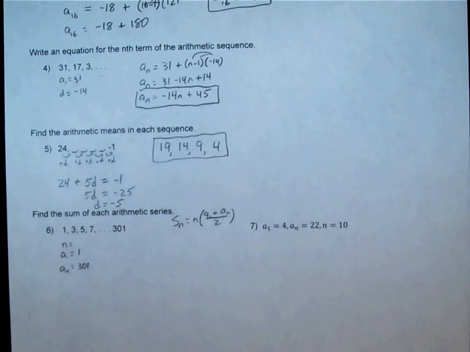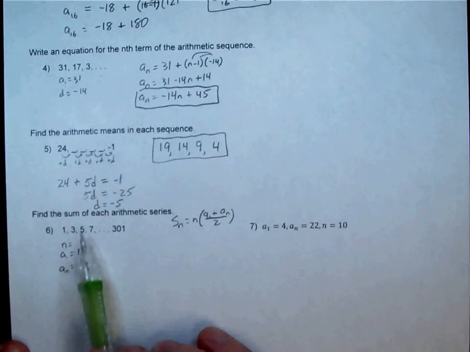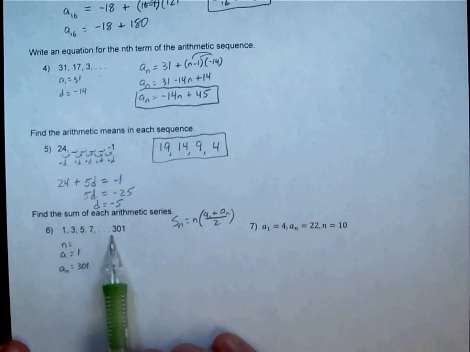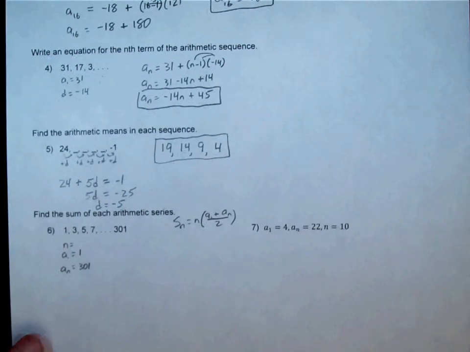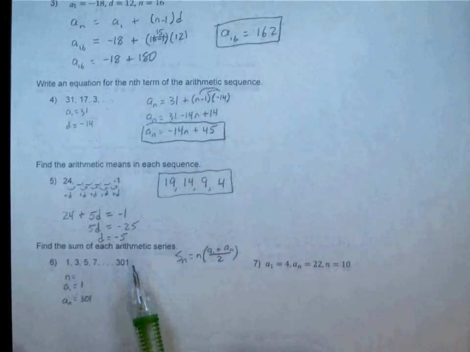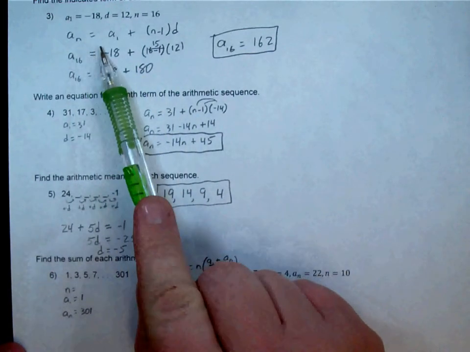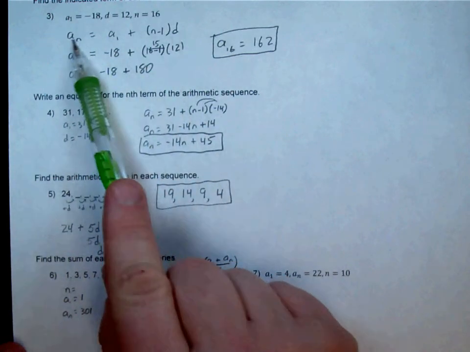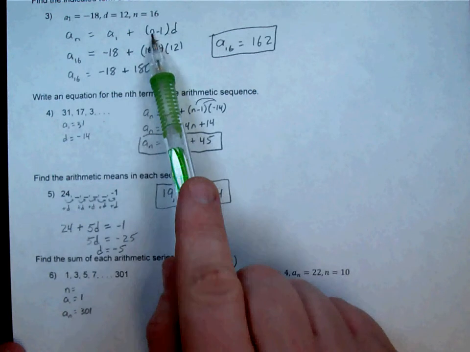But I don't know what term that is in the sequence. 1 is the first term, 3 is the second term, the third term, the fourth term, but then it goes dot, dot, dot. So I don't know how many terms it skipped, so I don't know which term in the sequence 301 is. So we have to figure that out before I can actually use the formula. So I then go back to the formula for an arithmetic sequence that I wrote down under number 3. We're going to use this formula to help us figure out what n is.